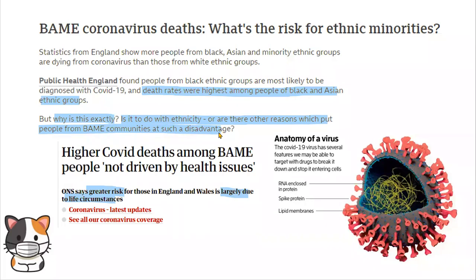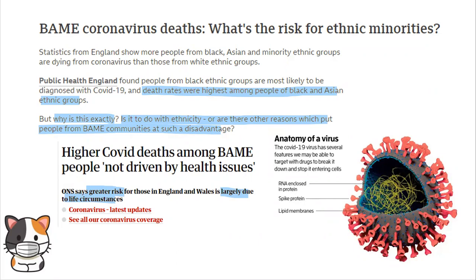Maybe there's some disadvantage, maybe some kind of social or something like that. And the conclusion here, ONS, the Office for National Statistics in the UK, says that the greater risk in England and Wales is largely due to life circumstances.